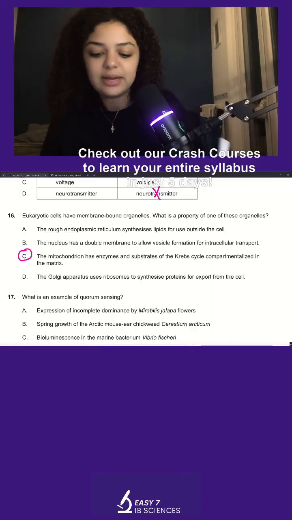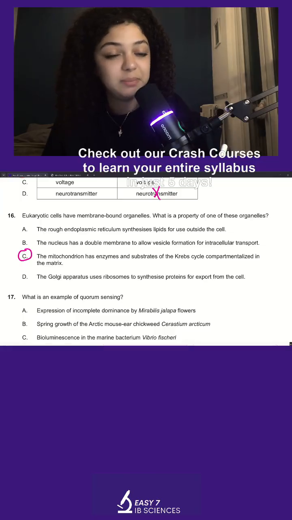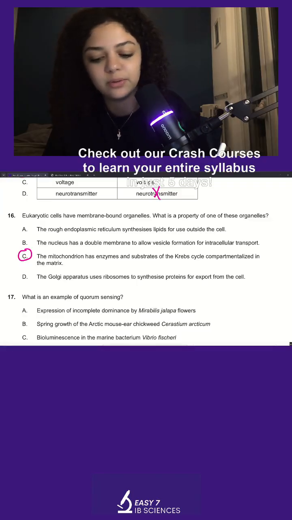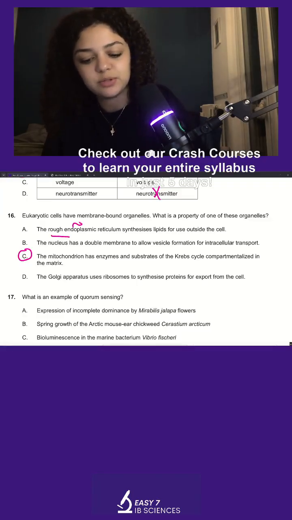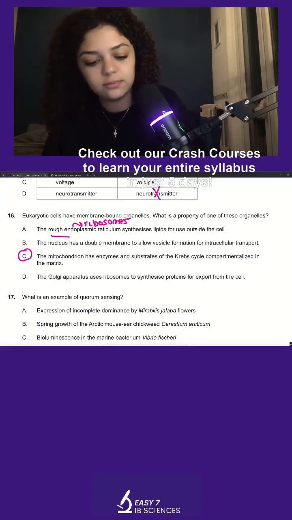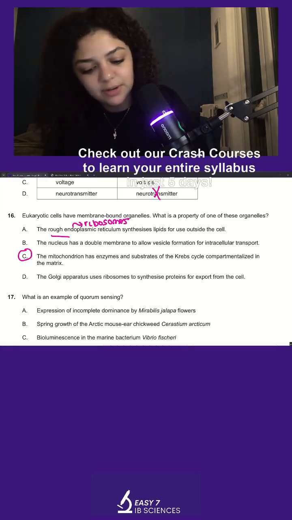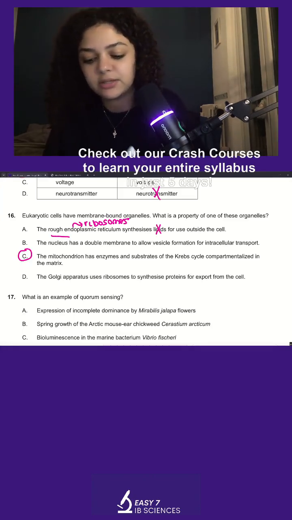So, we know that the rough endoplasmic reticulum synthesizes lipids for use outside the cell. Is that true? Is it lipids, or what did we just talk about? The rough endoplasmic reticulum has ribosomes and therefore it synthesizes proteins. Very good job, Amelia. And therefore this is why A is incorrect.